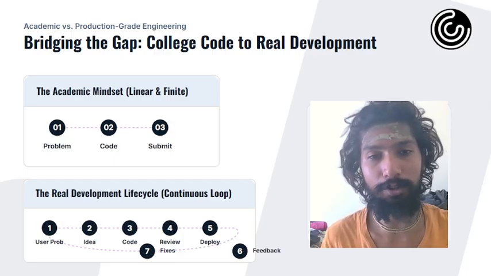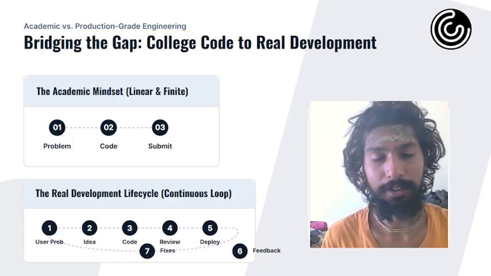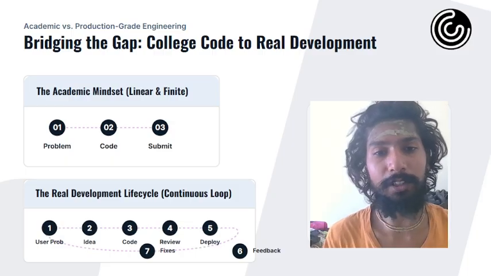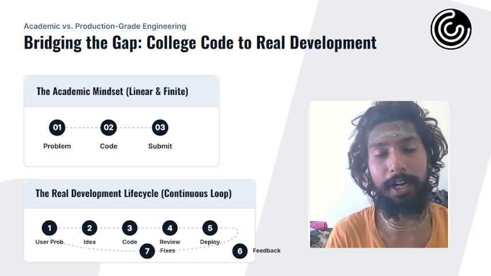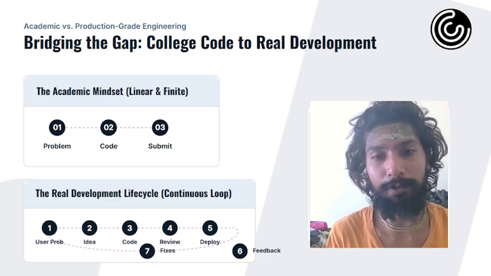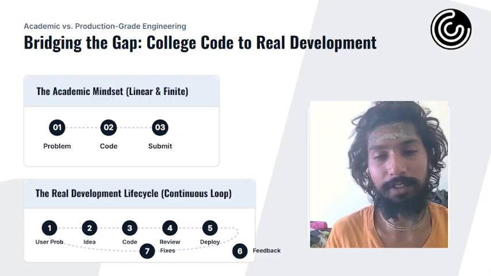In college, the goal is usually you get a problem, you code it and submit it. Your test case is pass, done. But in real development, the goal is user problem. You see a user problem, then you come up with a feature idea, then you code it, get it reviewed by other developers, deploy it, get some feedbacks, then fix it.